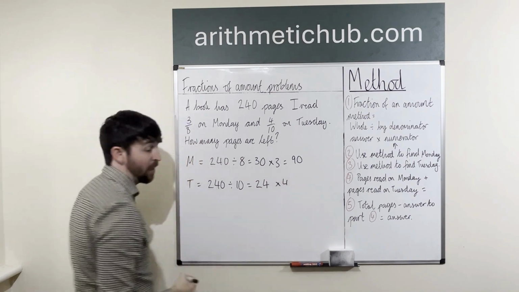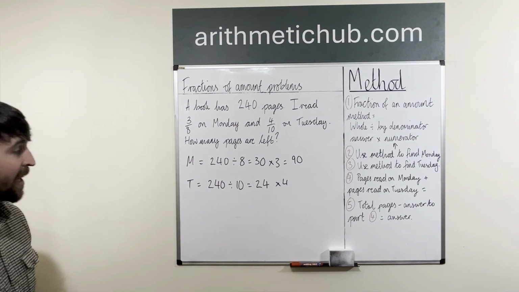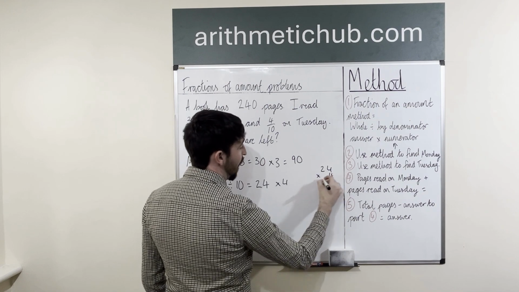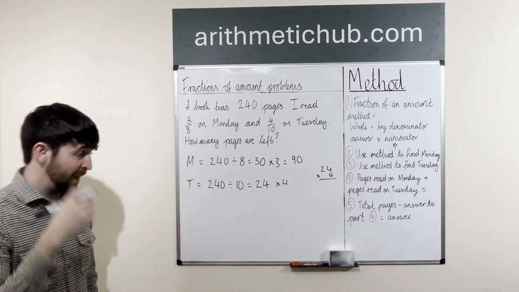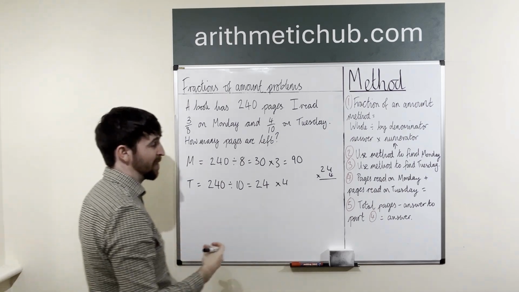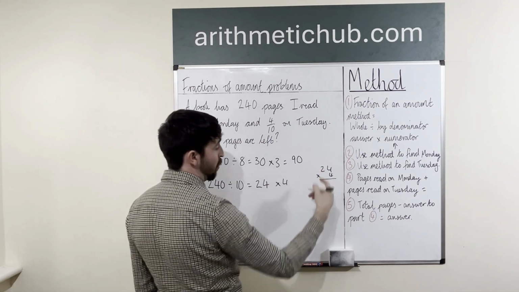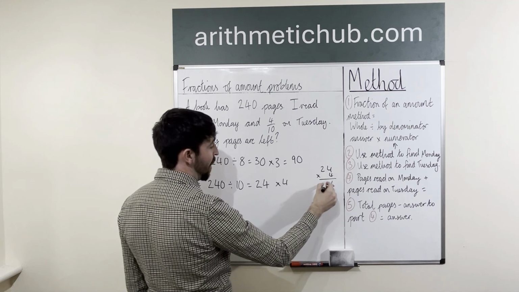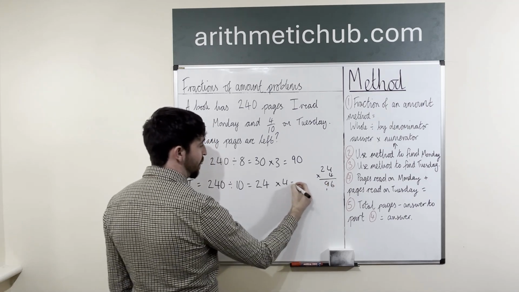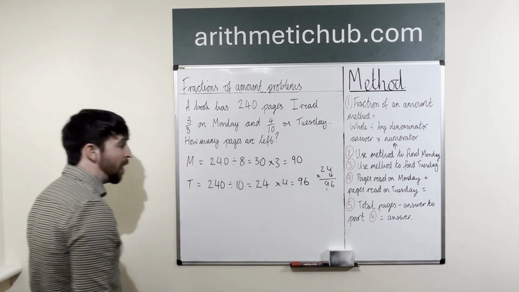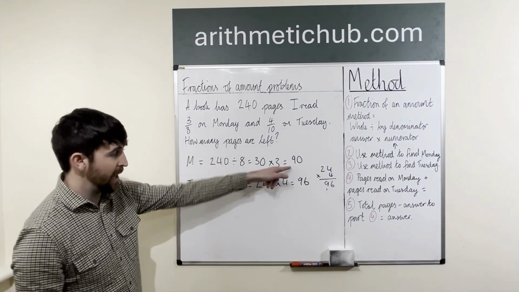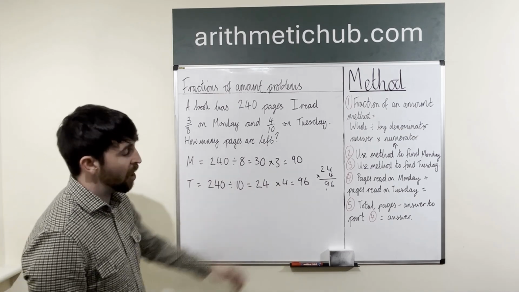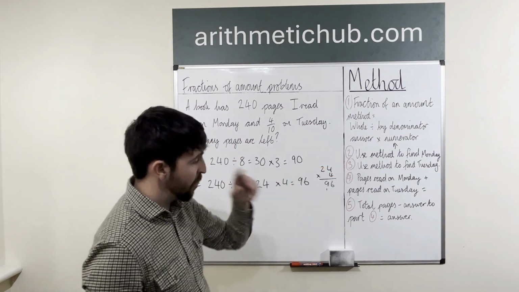24 times 4. Now there's two ways I could do this. I could double it and double it again, or I could set it up in a short column multiplication. I actually think this is quicker. It's probably quicker than thinking about it and risking getting it wrong, because I know I can just do 4 times 4 is going to give me 16, 4 times 2 is going to give me 8, and the 1 is going to give me 9 for 96. So now I know how many pages I've read on Monday. I've read 90. Now I know how many pages I've read on Tuesday. I've read 96. So I've done part 1, 2 and 3 of my method.